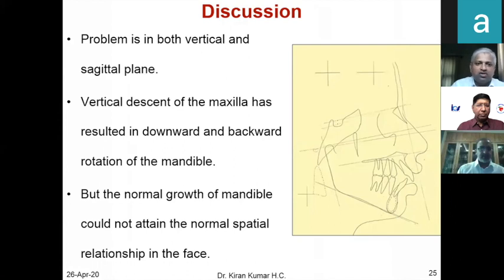What are the problems? The problem is in both the vertical and sagittal planes, with a very negligible amount in the transverse plane. Vertical descent of the maxilla has resulted in downward and backward rotation of the mandible. Because of this vertical growth, the face has become longer. But the normal growth of the mandible could not position the chin in relationship to the face. That is why, in this case, it is becoming class 2.